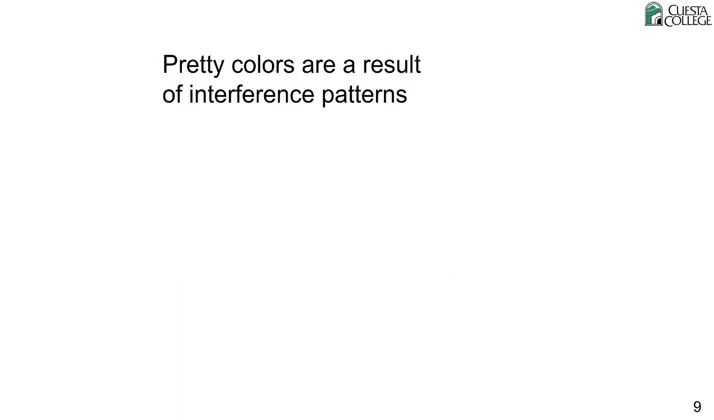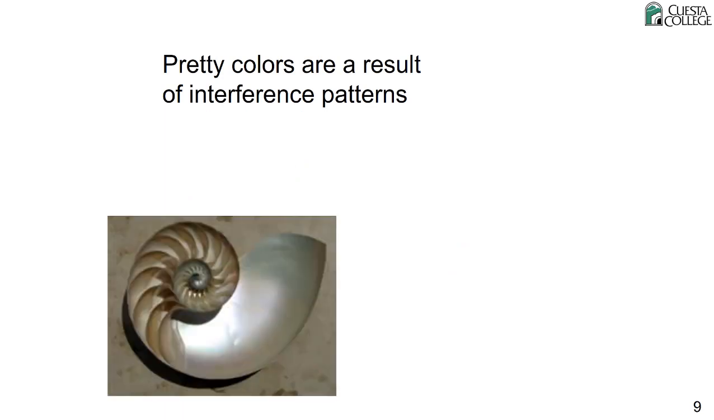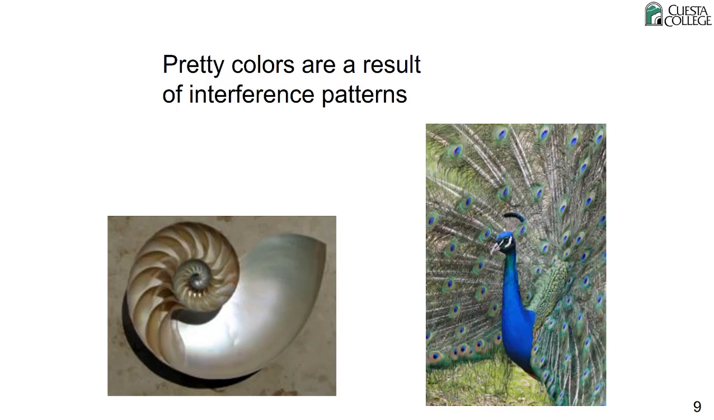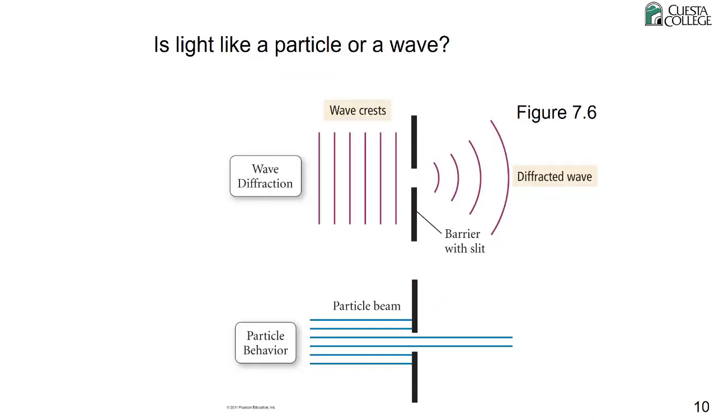Pretty colors are a result of interference patterns. So seashells have that deep opalescent color, and peacocks have that iridescent color because of constructive and destructive interference patterns with light waves. One of the great big questions of physics in the last century was asking if light acted like a particle or a wave.